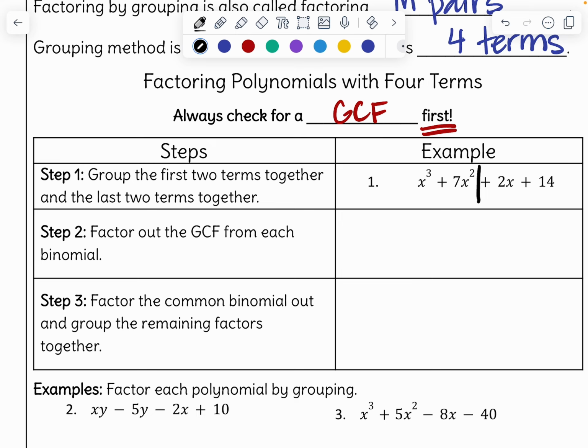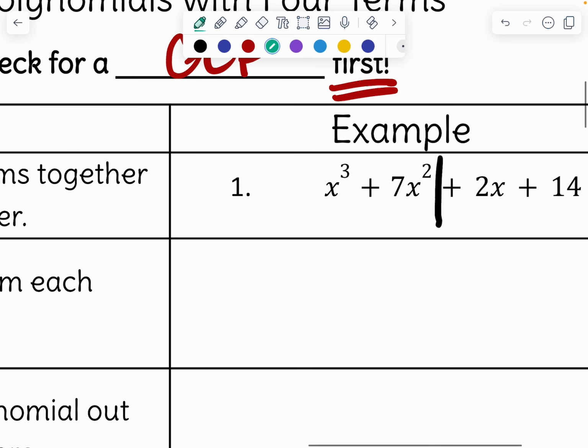So now we're just going to find a greatest common factor for the first 2 terms. So we're just looking at x cubed and 7x squared. We don't need to factor out a number because 1 and 7 don't have a greatest common factor. So we can take the lower exponent of x to factor out. So we're going to factor out x squared.